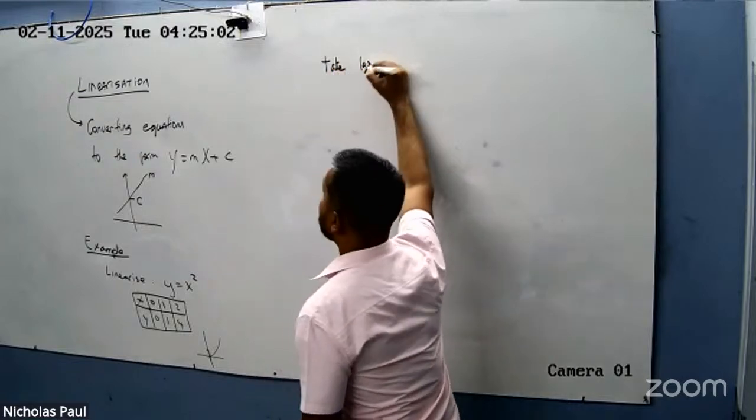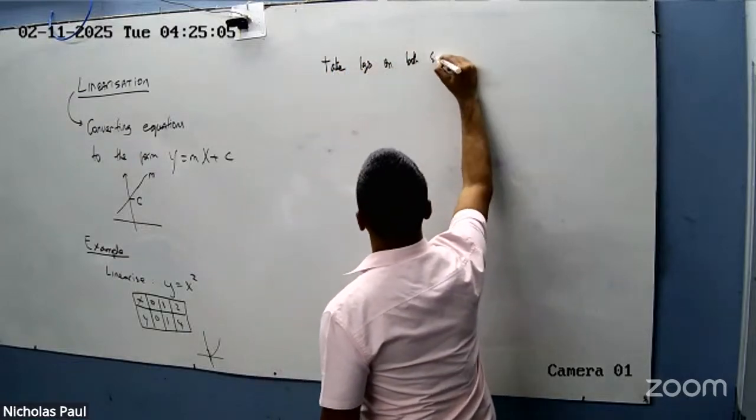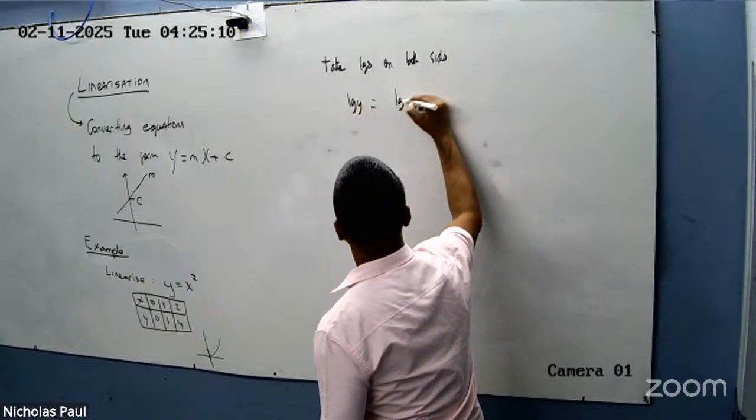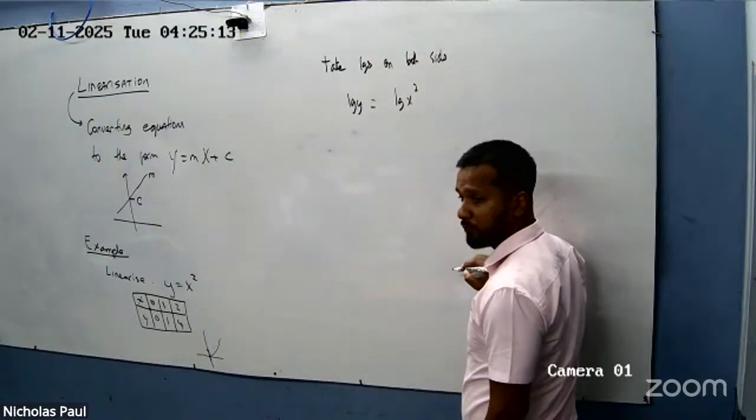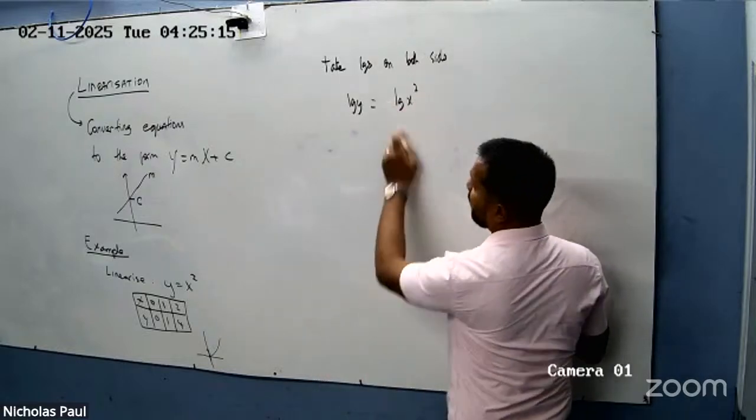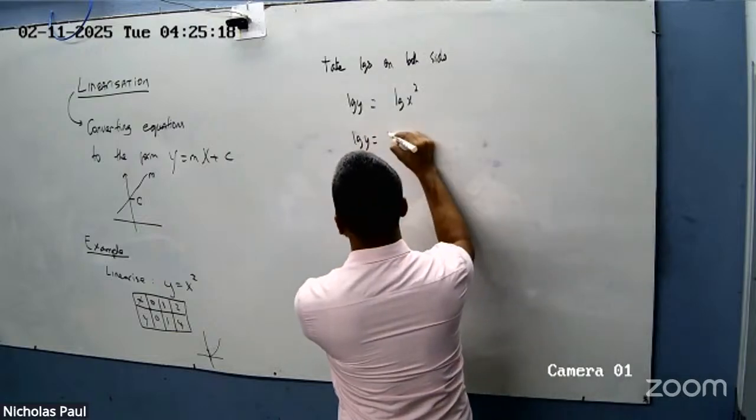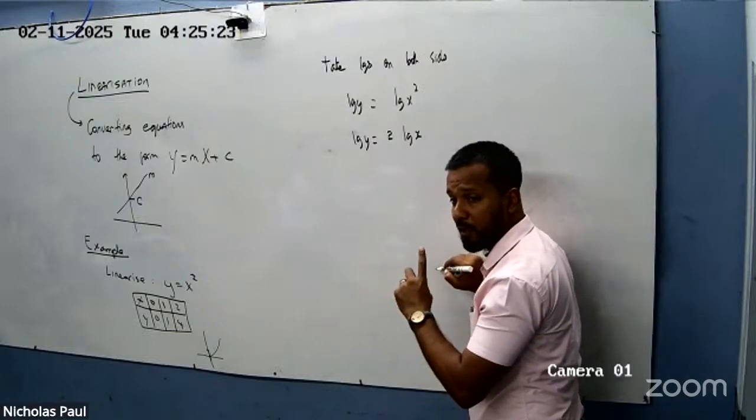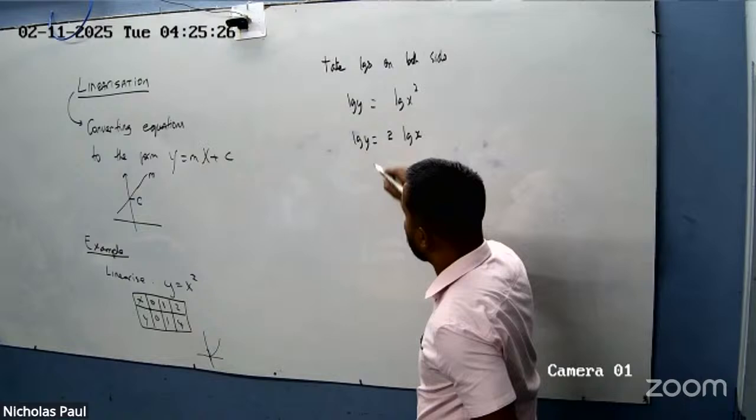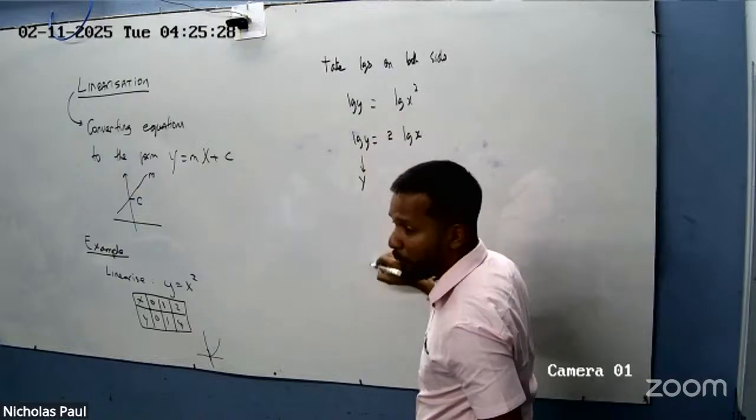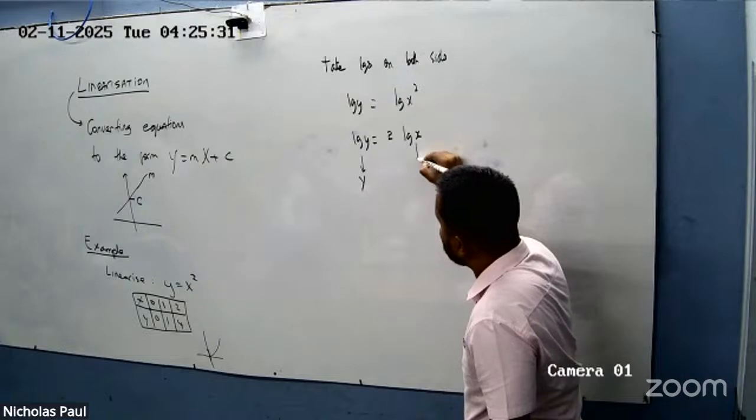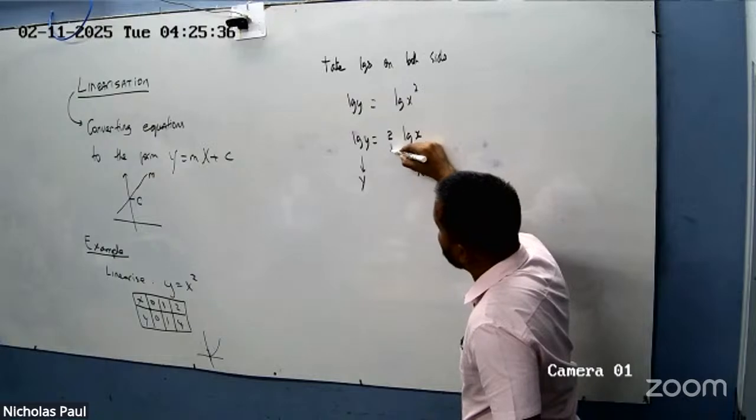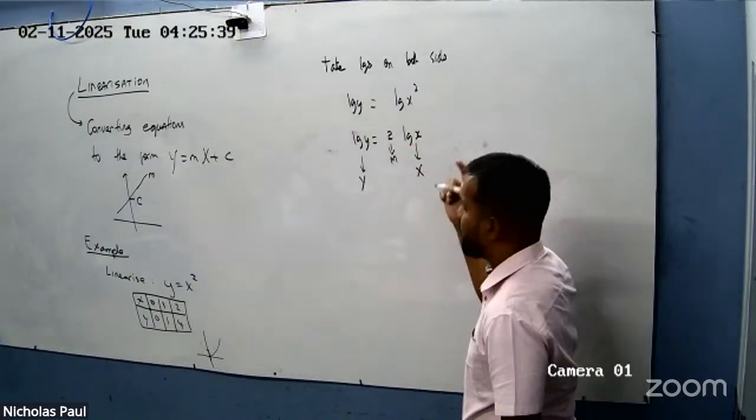We could take logs on both sides, so you'll get log y is equal to log x squared. I can take the 2 and bring it in front, and I'll get log y is equal to 2 log x. Hear what it's saying. This is saying that log y will be the new y-axis. Your new x-axis will be log x. And if you do that, your gradient will be 2.